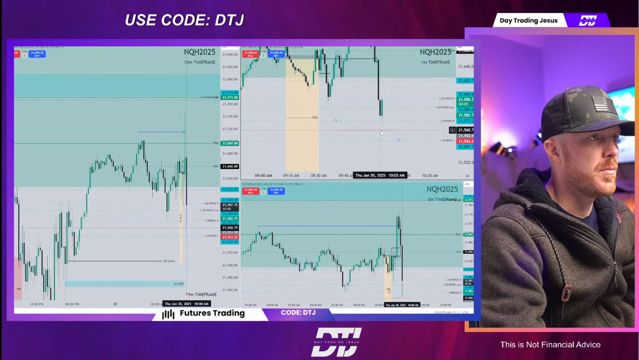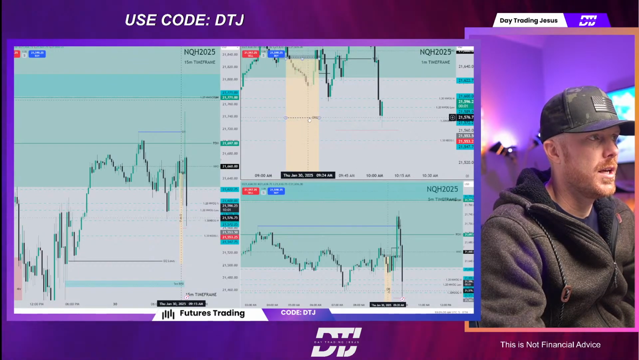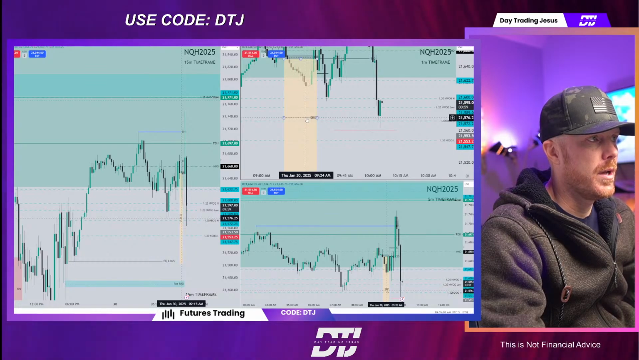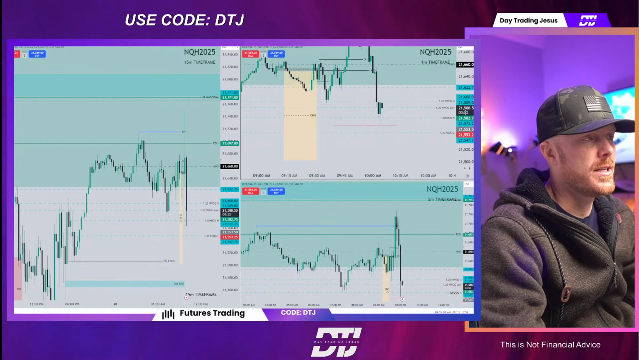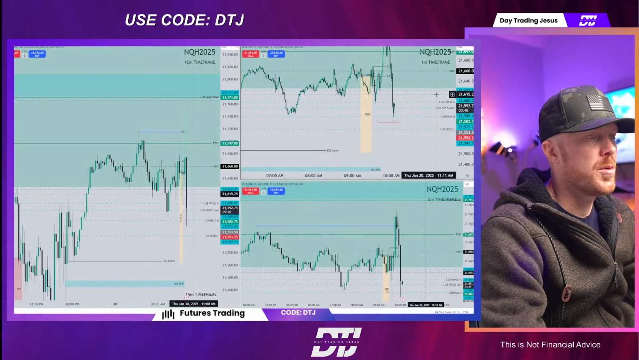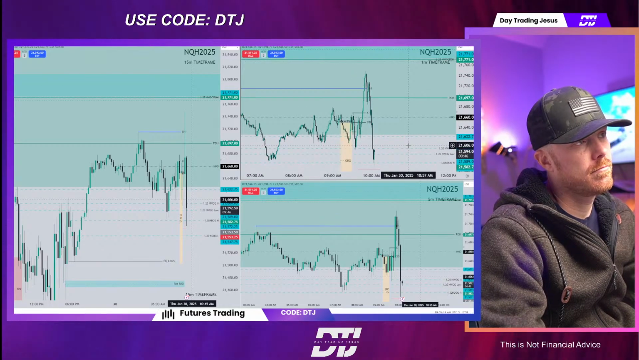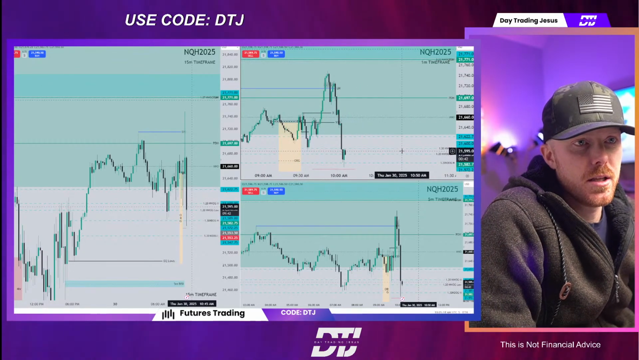This red line is the midpoint of the new day opening gap. We hit the midpoint of the opening range gap. So now we just need to see what it wants to do here. Ultimately, I'm still bullish. How we get there, it's still a little uncertain for me.